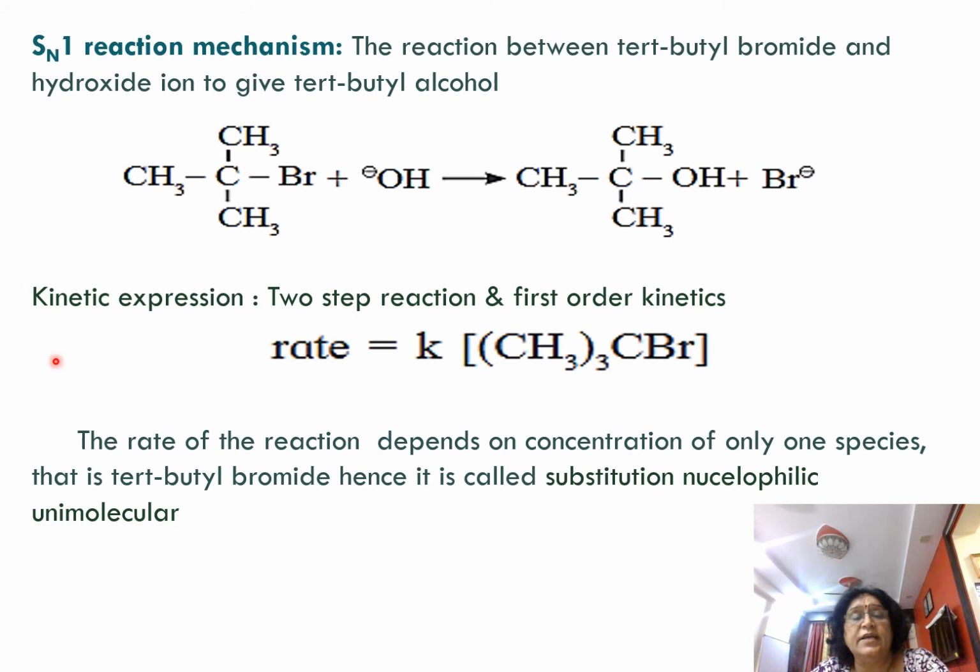Now what is the kinetic expression? This is a two-step reaction and it follows first order kinetics. That means rate is proportional to the concentration of tertiary butyl bromide. The rate of the reaction depends on the concentration of only one species, that is tertiary butyl bromide. Hence it is called substitution nucleophilic unimolecular reaction. Clear?